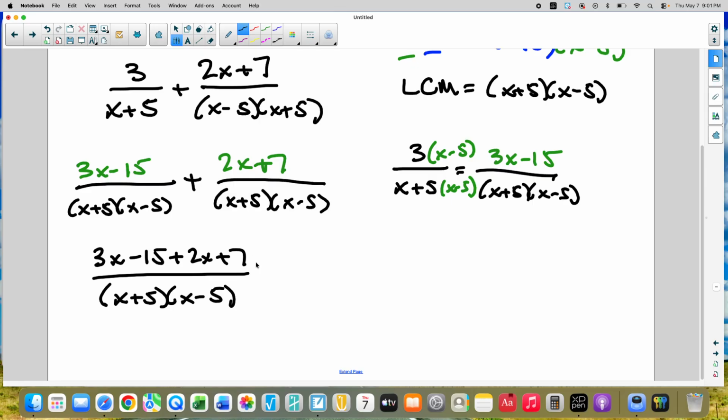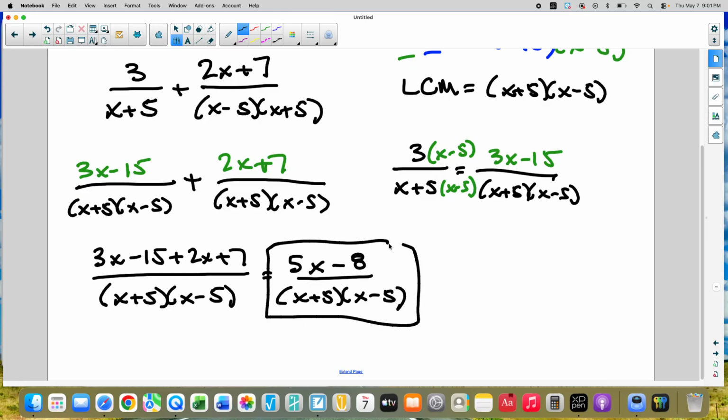Let's combine like terms. We have 3x and 2x, which makes 5x. We have negative 15 and positive 7, which makes negative 8, over x plus 5, x minus 5. Now, I can't factor this, and I can't cancel the 5s or anything of that nature because this is adding and subtracting. This is good because it's multiplication, but that is my answer.